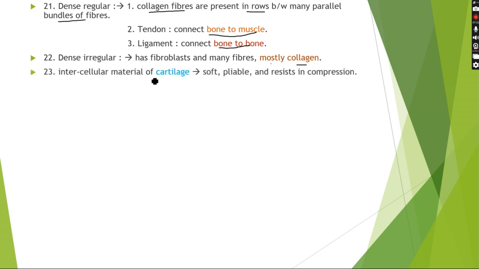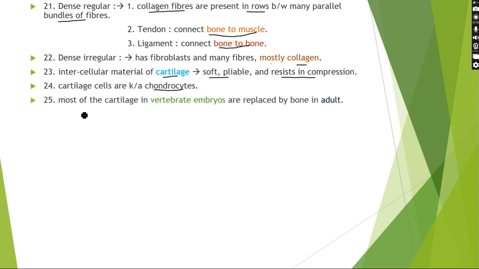Then intercellular material of the cartilage क्या है? Softer, pliable and resisting compression. Then cartilage cells are known as chondrocytes. Okay, cartilage cells are known as chondrocytes. Then most of the cartilage in the vertebrate embryo are replaced by the bone in the adult.